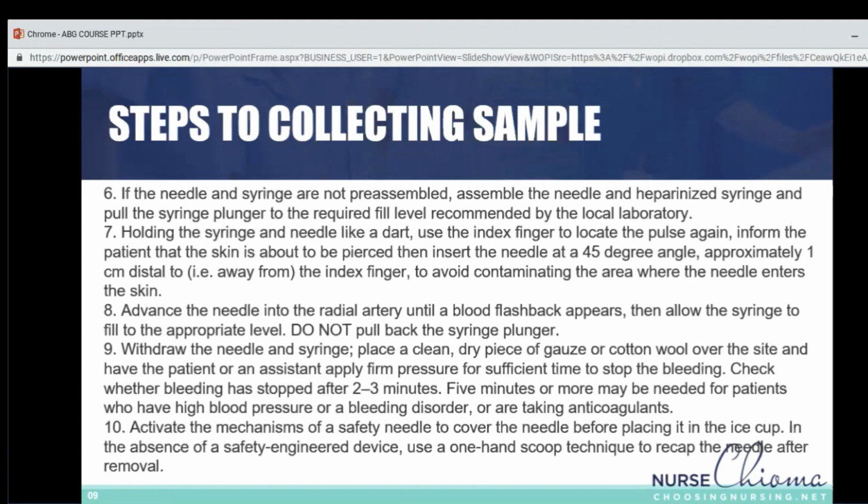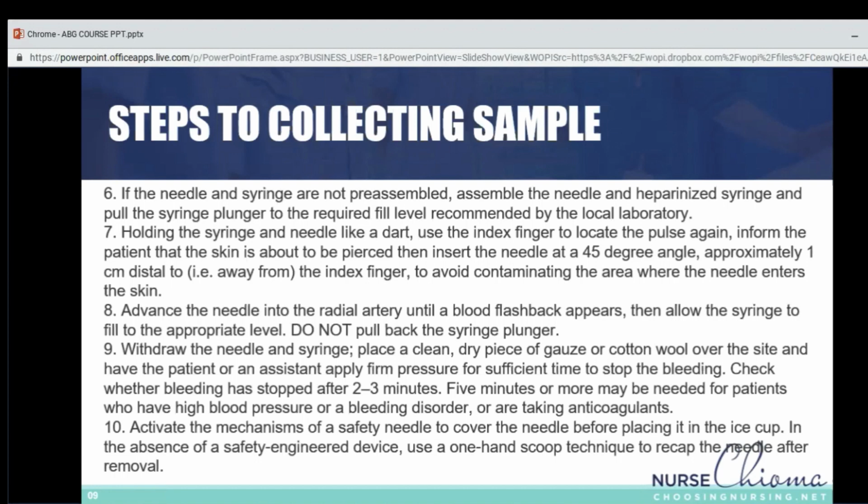You're going to hold the syringe and the needle like a dart. You're going to use the index finger to locate that pulse again. You're going to inform the patient that the skin is about to be pierced, and it is painful. It's definitely painful. Then insert the needle at a 45-degree angle, approximately 1 centimeter distal to the index finger, to avoid contaminating the area where the needle enters the skin. Then advance the needle into the radial artery until you receive a blood flashback. Then allow the syringe to fill to the appropriate level.